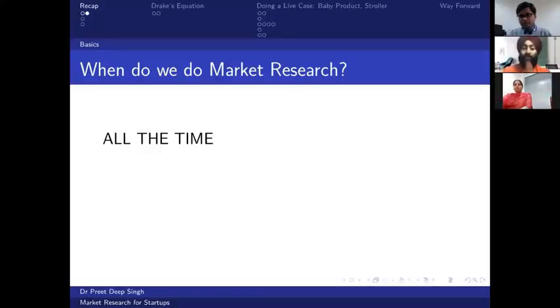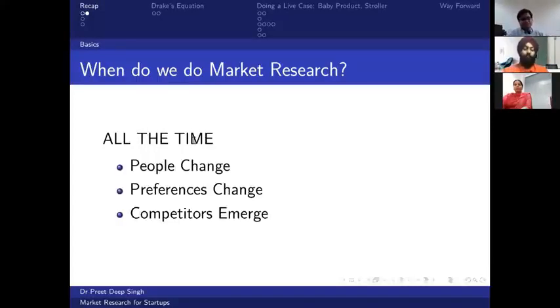Market research is like technology. It's like your website, like your app. You continue working on it, and each time you put in some effort, you see results, right? So you know what's happening. As I mentioned, people change, preferences change, competitors emerge all the time. Tomorrow you get one competitor and all your market research exercise has gone out the window, right? So you need to do that exercise again. These are important things that you need to know.